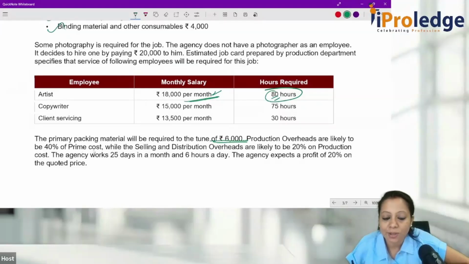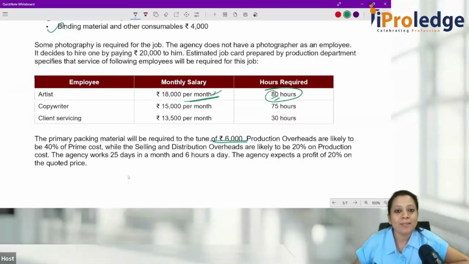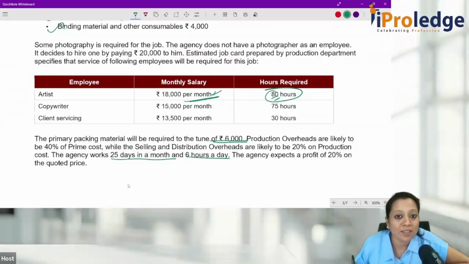Production overheads are likely to be 40% on prime cost, while selling and distribution overheads are to be 20% on production cost. Although it is easy, the problem is even if one amount goes wrong, the entire answer will go wrong. That is the catch that they're having. So the agency works for 25 days in a month and 6 hours a day. I told you, no? So how to calculate the total number of hours? Yes, ma'am. So then the agency expects a profit of 20% on the quoted price.